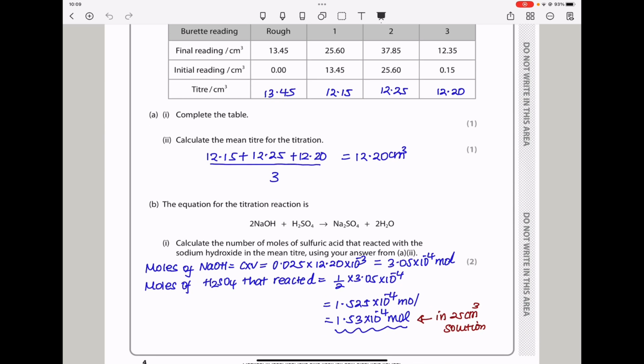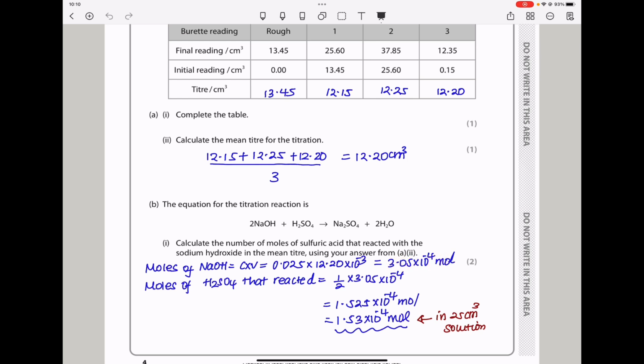So the number of moles of sodium hydroxide is going to be concentration times volume, but this volume is in centimeters cubed, so I divided by 1000. If I multiply by 10 power negative 3, it's the same as dividing by 1000, to convert the volume into decimeters cubed. Multiplying the two, I got this as my answer in moles.